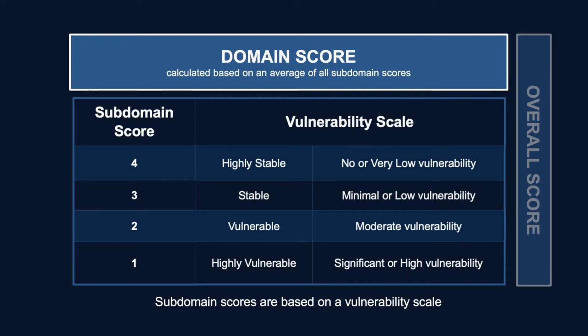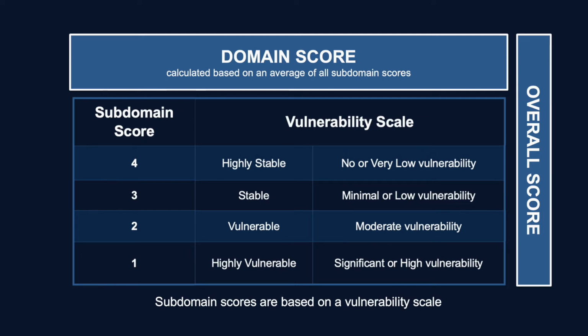The third type of score is the overall score. The overall score is an average of all the domain scores. This is calculated by adding each domain score and dividing it by the total number of domains, which is 6.